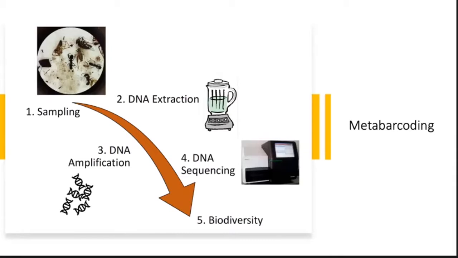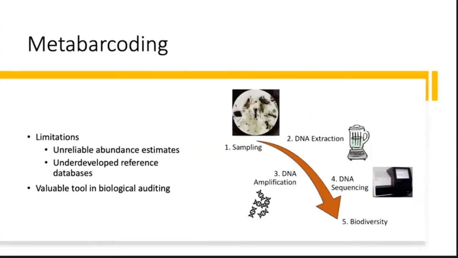Kristen has already gone over the metabarcoding workflow, so I'll skip that a bit. The limitations that are especially relevant for invertebrates are the unreliable abundance estimates. So you have to be sure that if you're going to use invertebrate monitoring to look at restoration trajectories, you can still do that using just presence-absence data, or using the number of traps a certain species was detected in as a proxy for abundance.